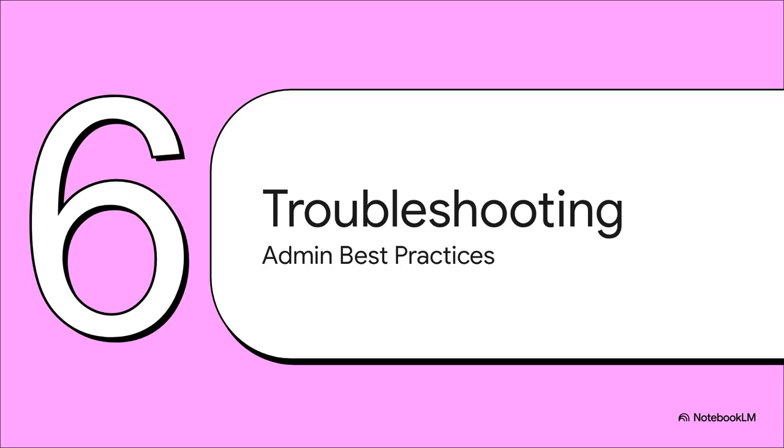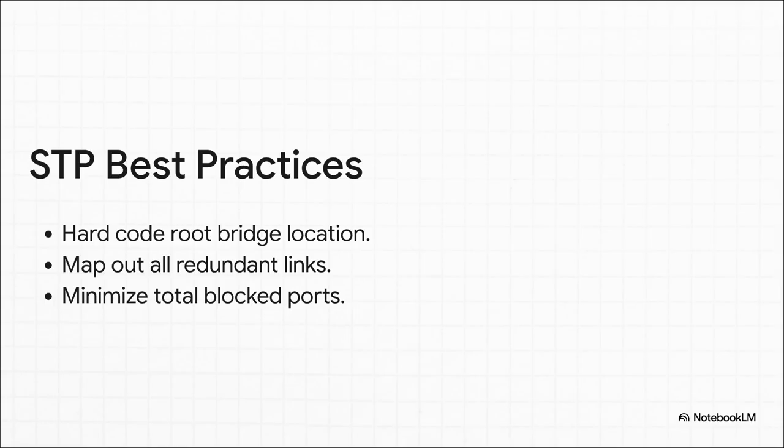All right, let's wrap this up with part 6, troubleshooting best practices. So, now that we understand the physical hierarchy and the logical STP shield, how do we avoid trouble before it even starts? Well, here are your big takeaways. Number 1, never leave this to plug-and-play chance. Always hard-code your root bridge locations. Take control of it. Number 2, physically map out all your redundant links. You need to know exactly which ports should be blocking in a stable environment. And number 3, tune your design to minimize the total number of blocked ports. Simply put, fewer blocked ports means fewer opportunities for an accidental network meltdown.